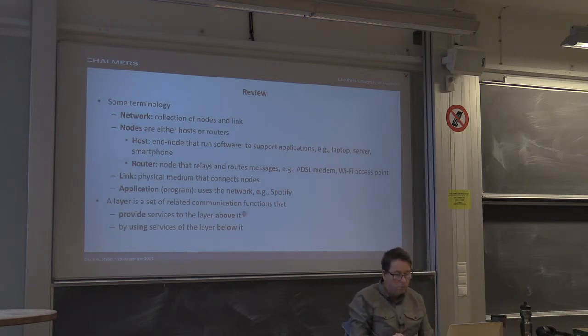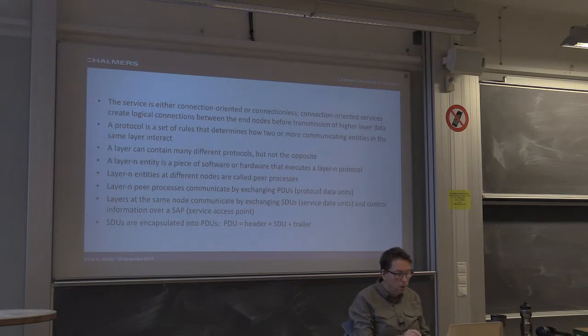A layer is a set of communication functions that provide a service to the layer above by using the services of the layer below it. Okay. Service could be connection-oriented or connectionless. I won't go through all the details now because we just talked about it last hour. A protocol is a set of rules that determine how two communicating parties in the same layer interact. Okay, so this is important. The same layer. Right? A layer can contain many different protocols, but not the opposite.